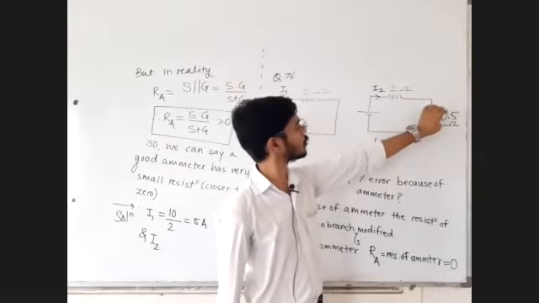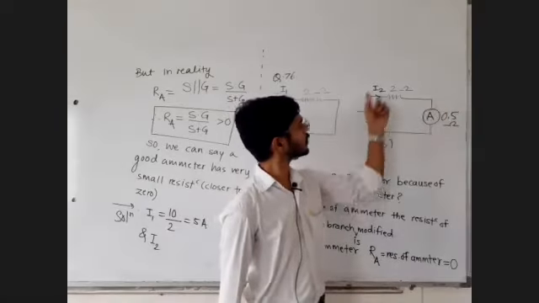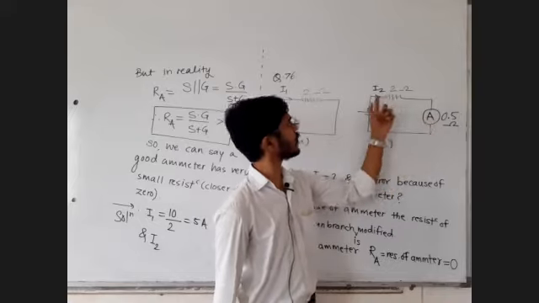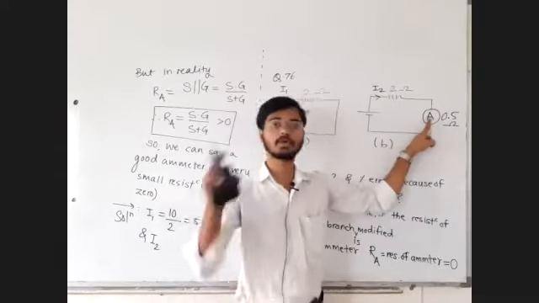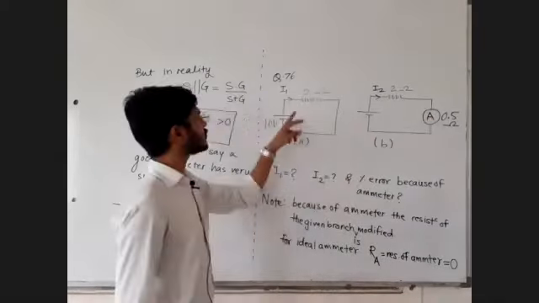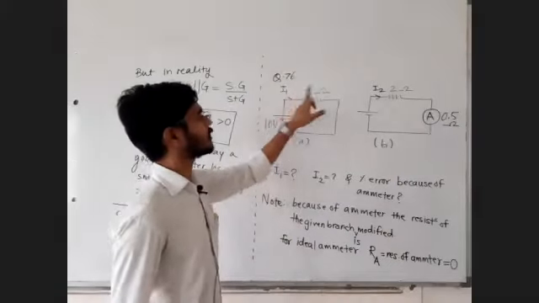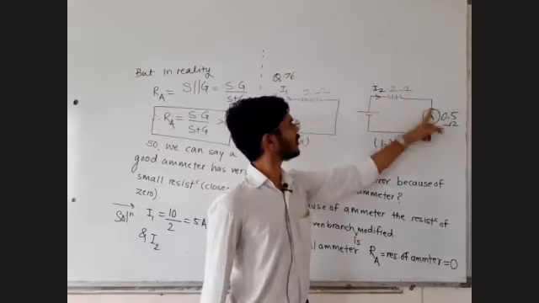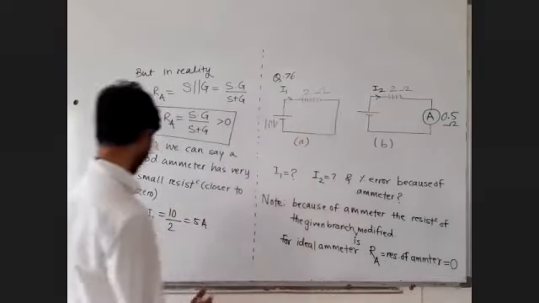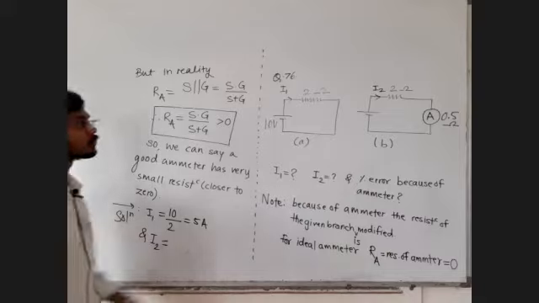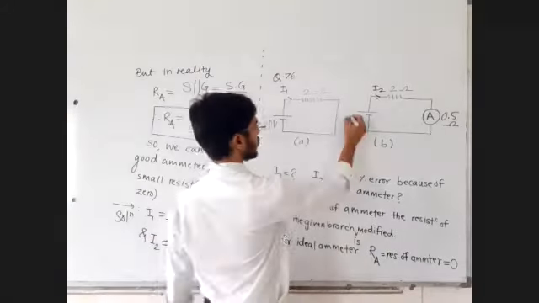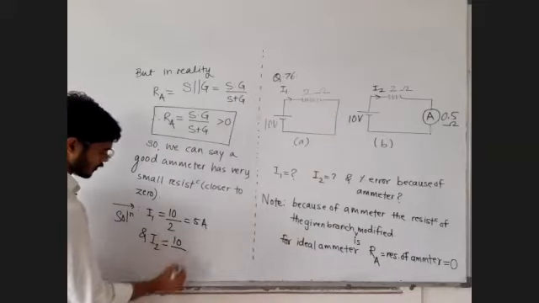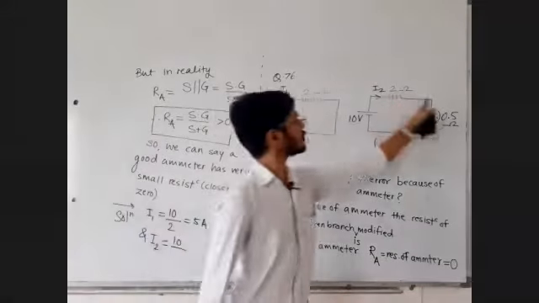Because you put the ammeter here, effectively the circuit gets modified and some other current flows in this branch, which is measured by the ammeter. What we expected from the ammeter is the actual current in this branch, but in reality the ammeter modified the circuit slightly and measured a different current, which is I2, and I2 is equal to the potential difference of the battery, which is again 10 volt, divided by the resistance of this entire branch.